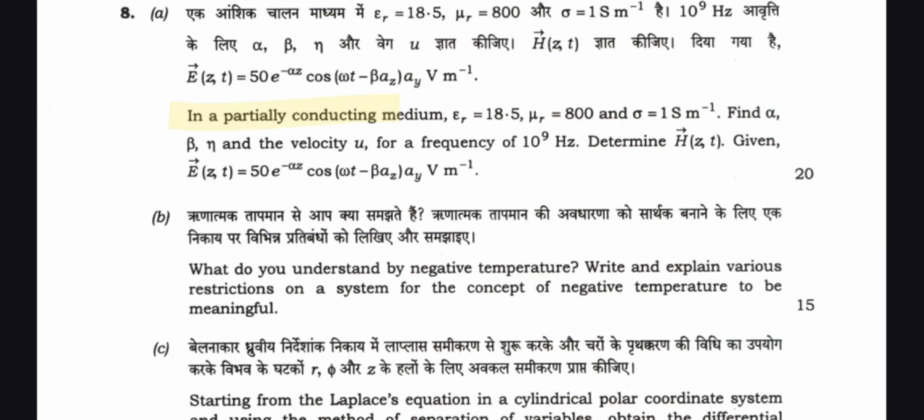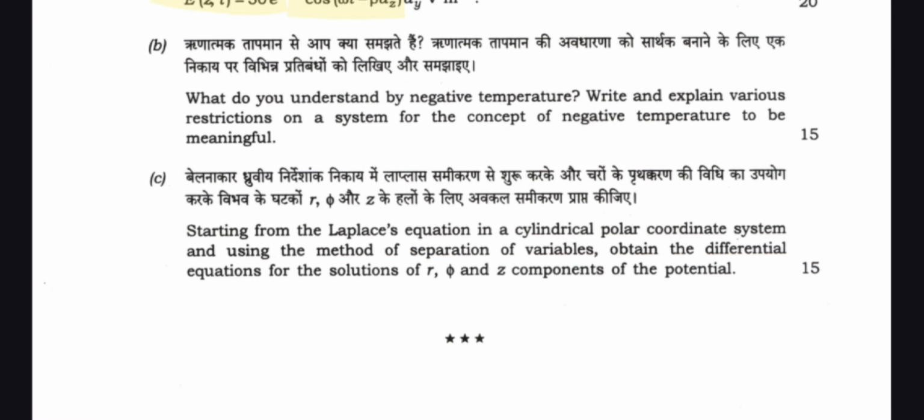In a partially conducting medium, epsilon r is equal to 18.5, mu r is equal to 800, and sigma is equal to 1 S/m. Find alpha, beta, and eta, and the velocity u for the frequency of 10^9 Hz. Determine H(z,t) given E(z,t) is equal to 50 e^(-alpha z) cos(omega t - beta z) ay V/m. And question number B is here.